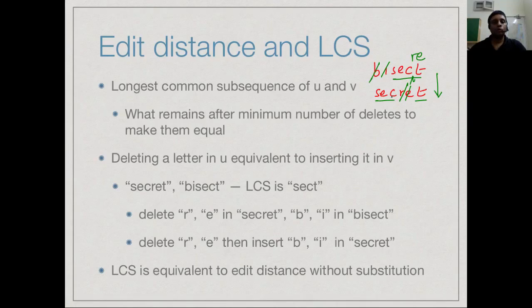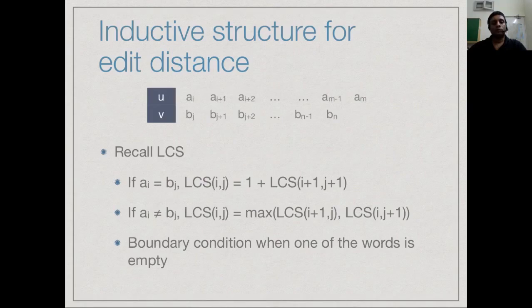So I don't operate on both words and delete from both. I operate only on the first word. So I delete the letters I don't want because they're not there in the second word, and I insert the letters that I do want, which are there in the second, not the first. This way I transform the first word to the second word, and this is equivalent to deleting from both and coming to a common subsequence, right? So this tells us that LCS is somehow equivalent to computing the edit distance if I only allow delete and insert. The interesting thing about edit distance is that it also allows a substitution of one character for another. So it might give us a slightly different metric from longest common subsequence.